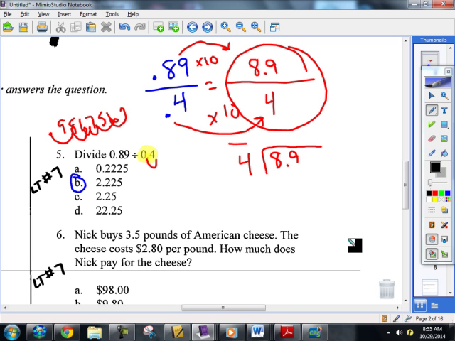CJ? You bring the decimal straight up. The decimal's got to go straight up. Again, if you missed it, you'd better be writing this down. If you didn't show your work, you better be writing this down. The decimal must go straight up.